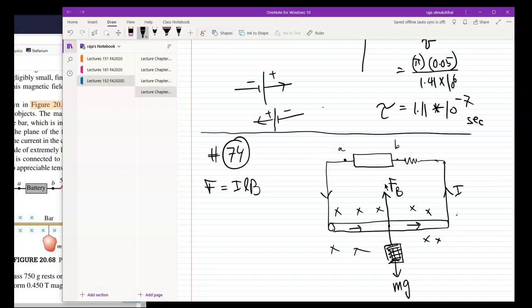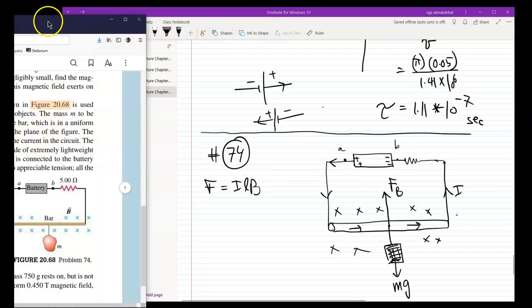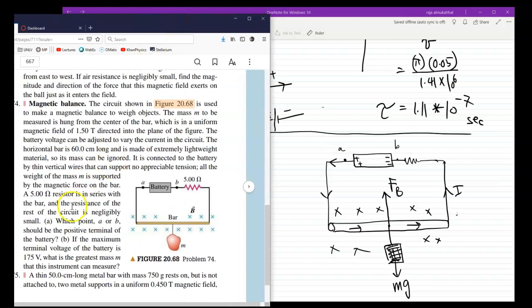Now look at the current. The current is going this way. So that means from minus to plus, where is the minus? The minus has to be here, and the plus has to be here. Make sense? So now, answering the question, go back to the question he's asking. He said, which point, A or B, should be the positive terminal? Well, it's A.